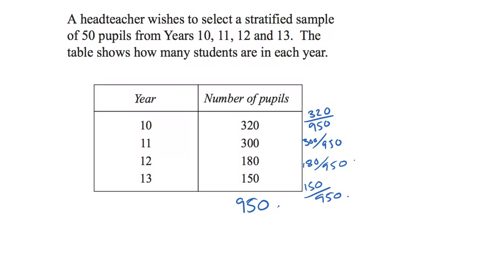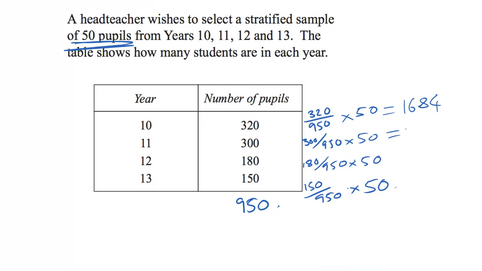Now I need to think about 50 pupils, because my sample size is going to be 50. So I'm going to take each of these numerical values, whether decimal or fraction, and multiply each of them by 50. You can use a calculator for this, of course. I don't want too many rounding errors, so I'm going to write out a few decimal places. So 320 over 950 times 50 is 16.84. Our next value is 15.79.